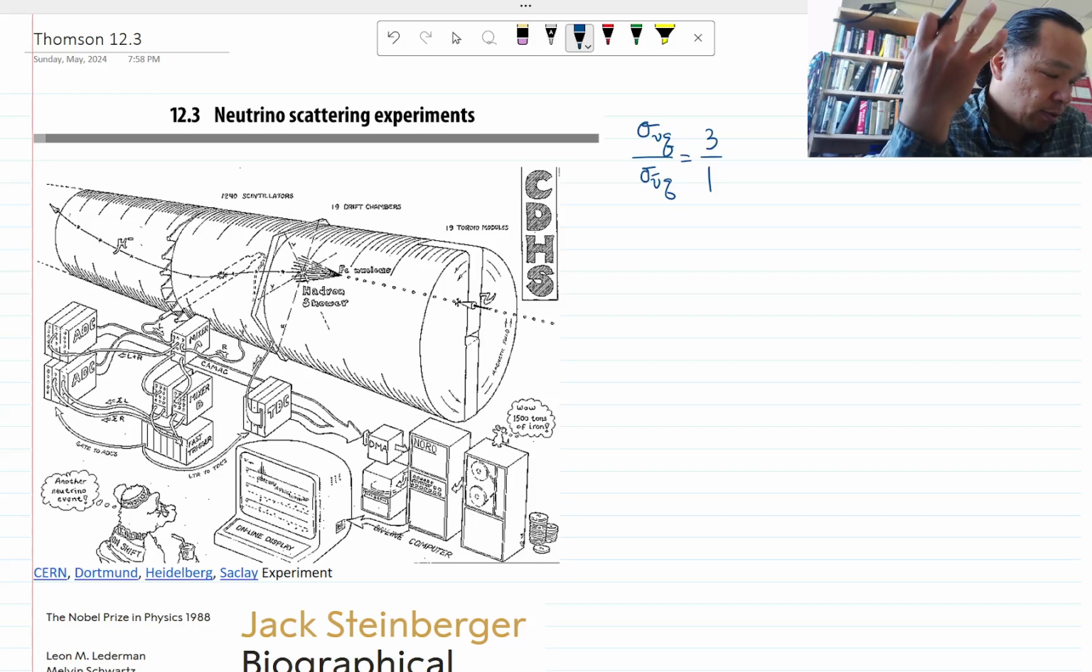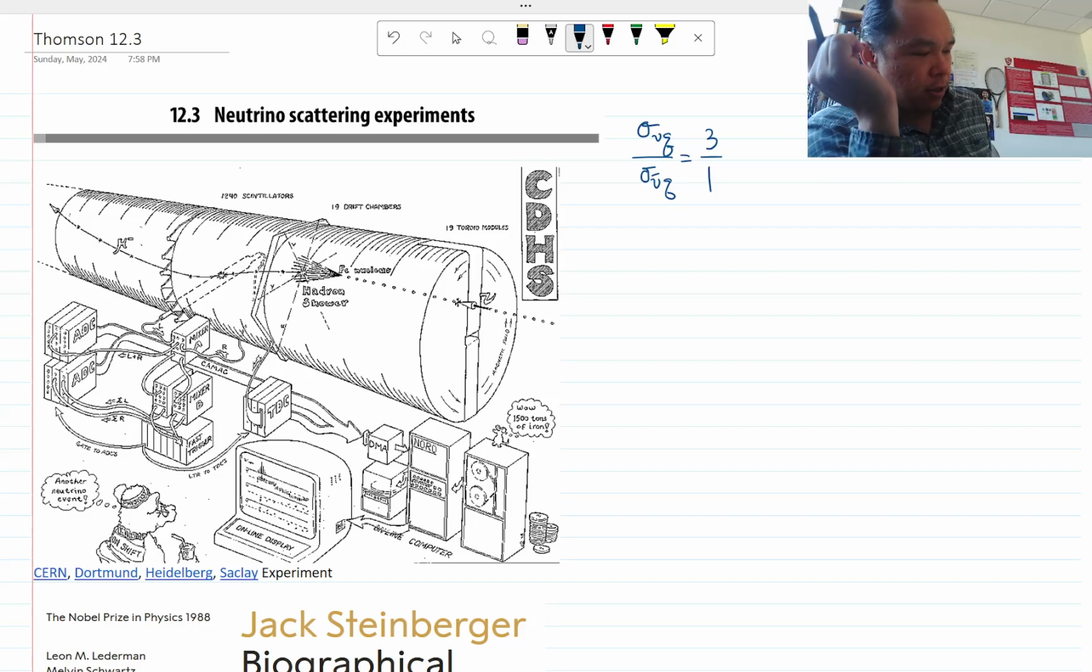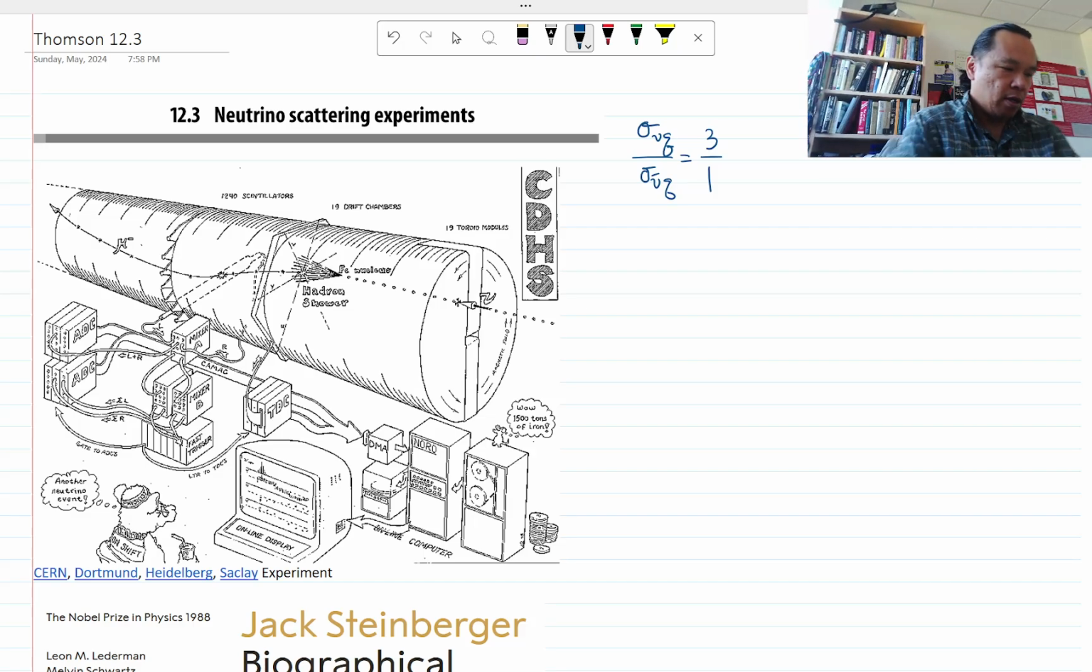This has to do with the fact that you don't actually get to scatter things off quarks. You actually have to scatter them off nucleons. Nucleons are composite things made of multiple quarks, and some little bit of anti-quark in there also. So you actually have a different cross-section due to the structure of the protons and neutrons that you're actually scattering these neutrinos off of.